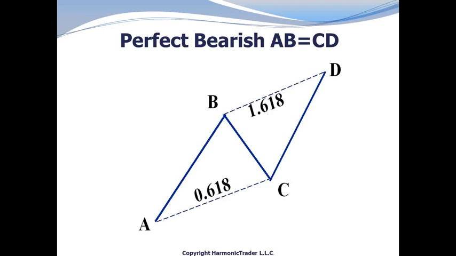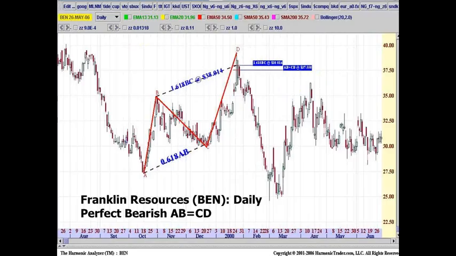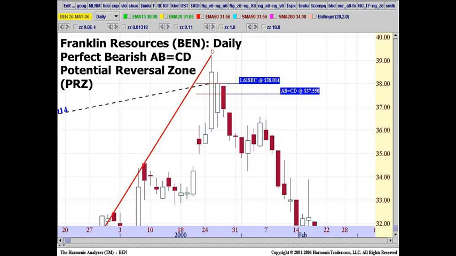Perfect bearish AB equals CD pattern. This is an equivalent and symmetrical structure that possesses a C point at a 618 and a BC extension of a 1.618. On this daily chart of Franklin Resources, we see a very distinct and symmetrical structure where the time duration for each leg was almost exact and possessed an AB equals CD equivalent point that was complemented by a 1.618 BC extension.